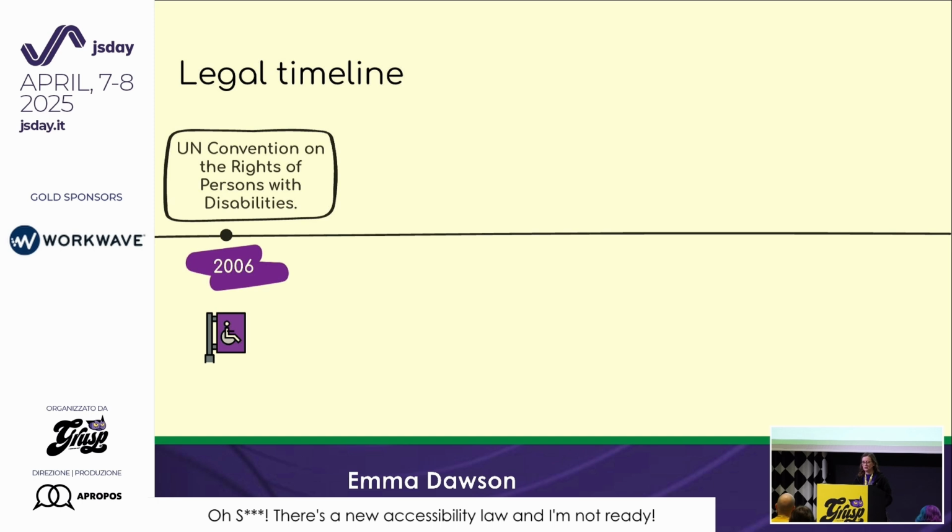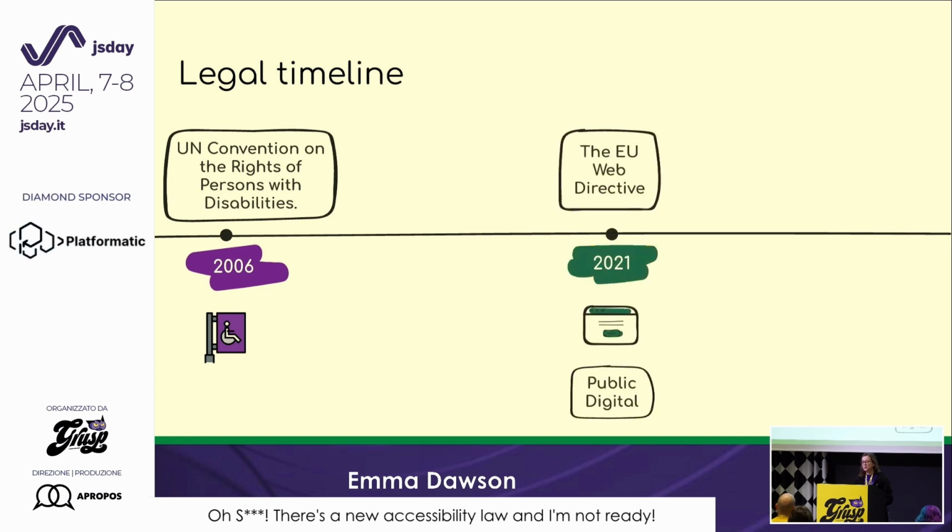And so if we look at the laws within the EU, in 2021, we got the EU Web Accessibility Directive, and this is a law that focuses on public services. So if you already work within public services, you might know that you need to make those websites accessible. You need to have an accessibility statement and that kind of thing.